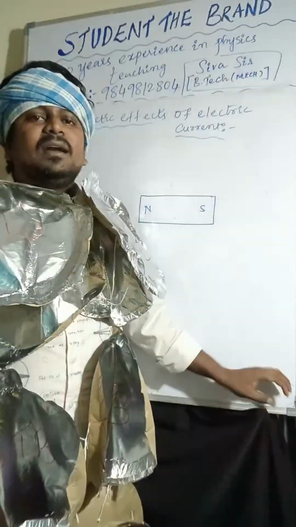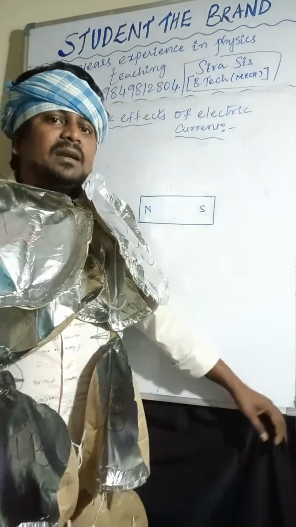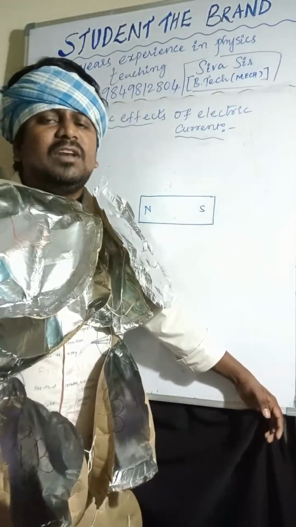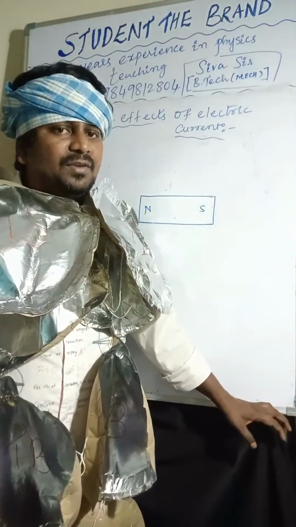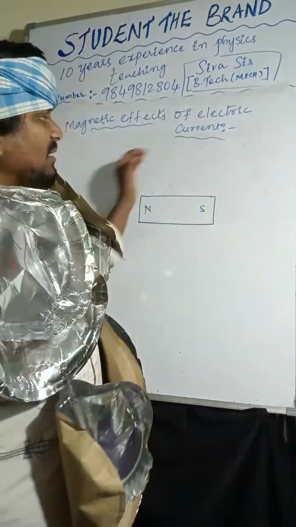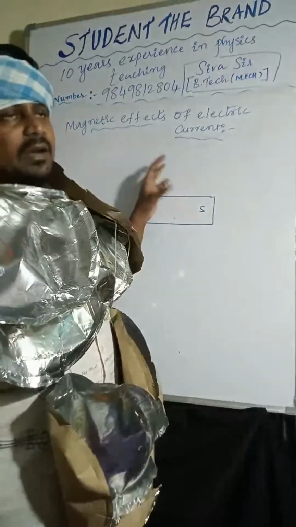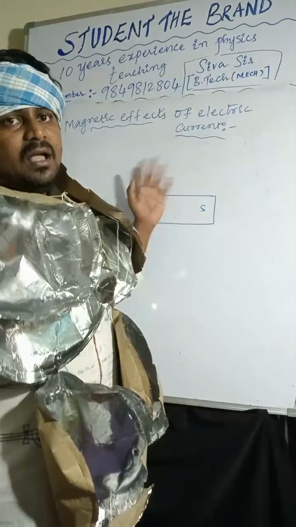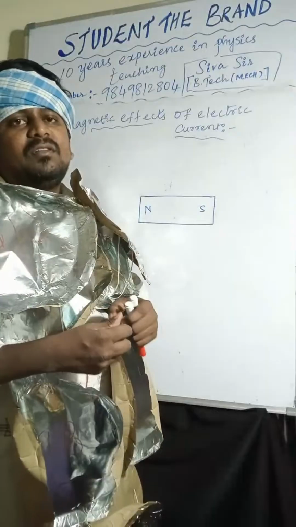Around the magnet, a magnetic field will be there. The magnetic field will be in the form of magnetic field lines. The magnetic field will also be there around the conductor. So around the magnet, the magnetic field will be there. How will the magnetic field be there? It will be in the form of field lines.